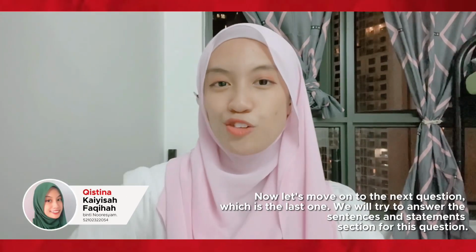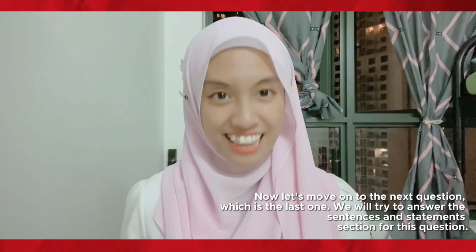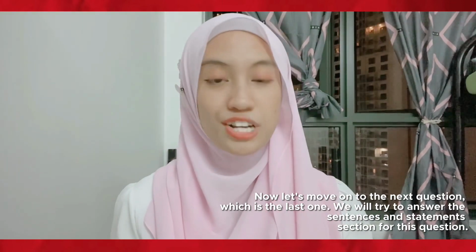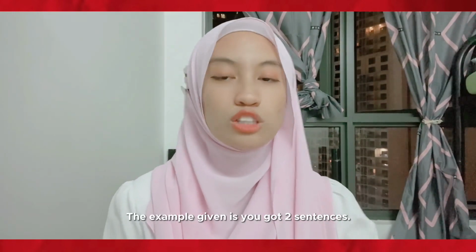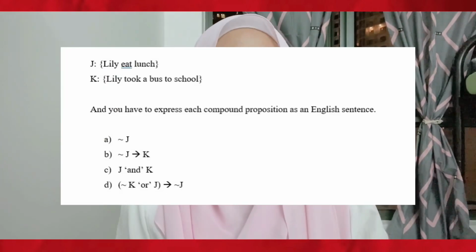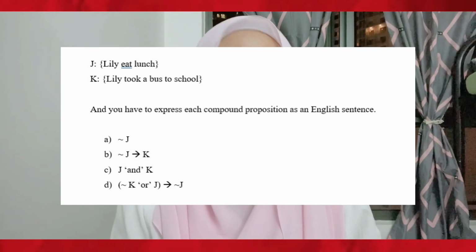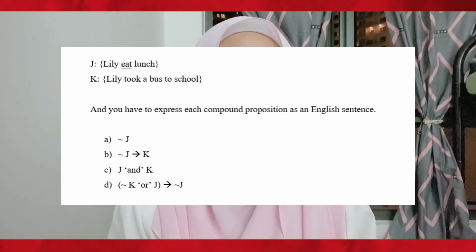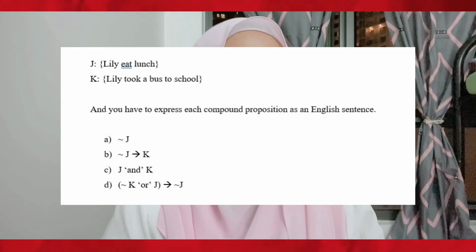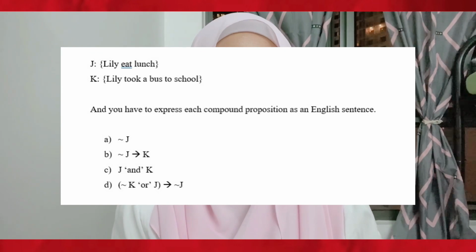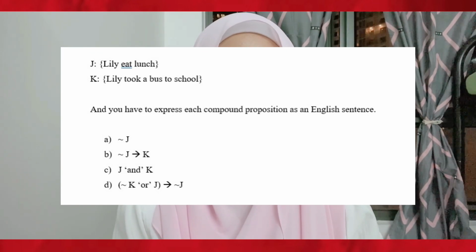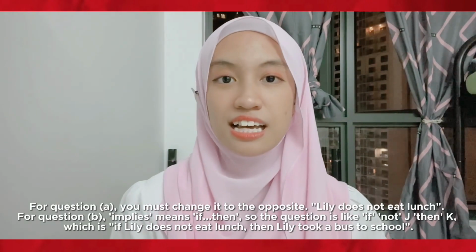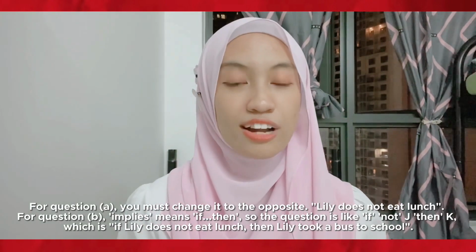And now let's move on to the next question, which is the last one. We will try to answer the sentences and statements section for this question. The example given has two sentences: J, Lily ate lunch, and K, Lily took a bus to school. And you have to express each compound proposition as an English sentence. For question A, you must change it to the opposite: Lily does not eat lunch.